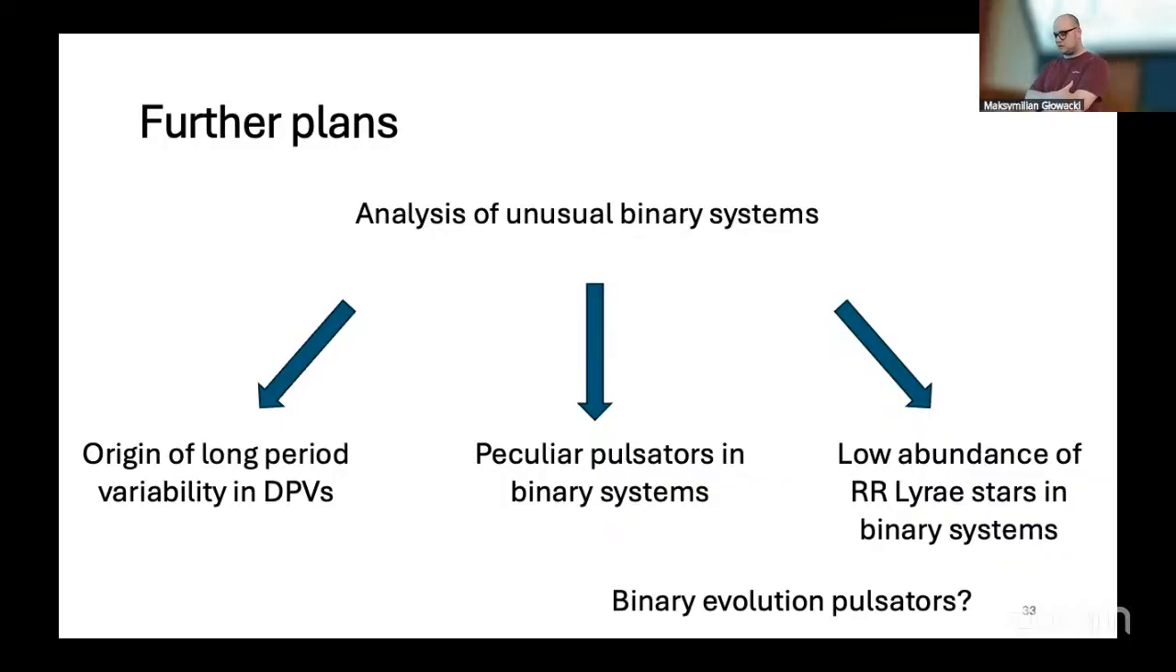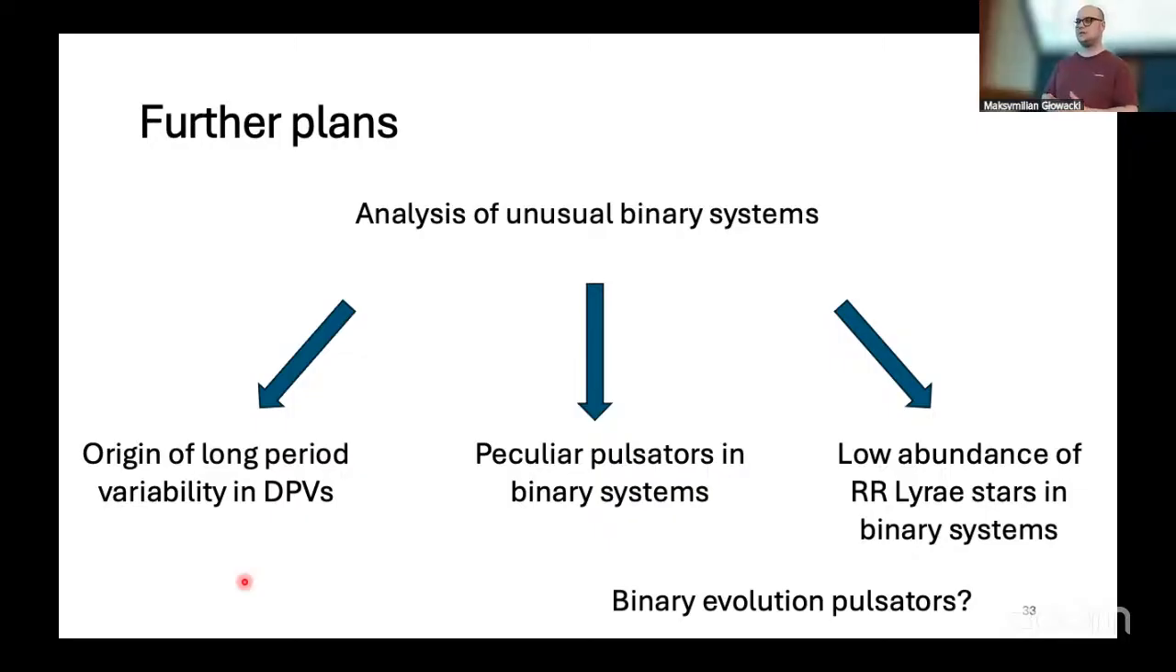So first of all, we plan to delve deeper into the origin of the long period variability in the DPV stars. We try to find some relationship between the phase of the long period cycle and the shape of the eclipsing part of the curve, which may shed some light on how it actually works. And the second part is about peculiar pulsators in binary systems and the low abundance of Lyrae stars in binary systems that I mentioned before.